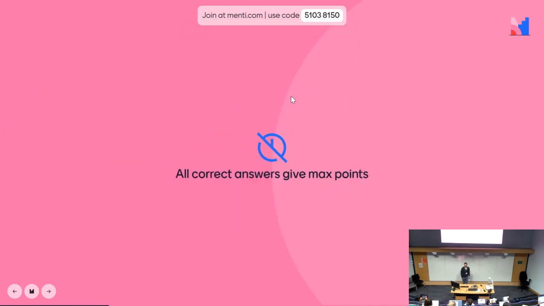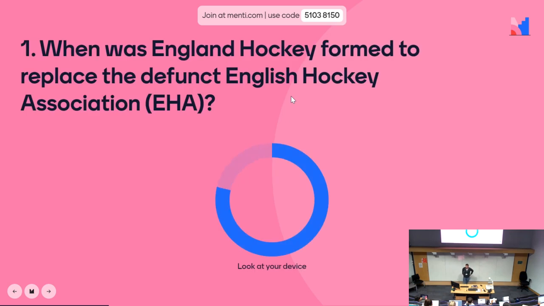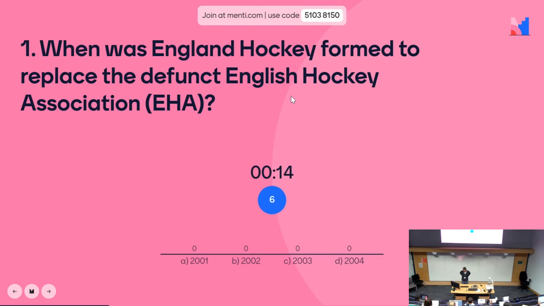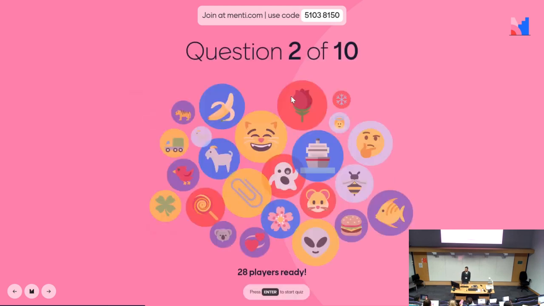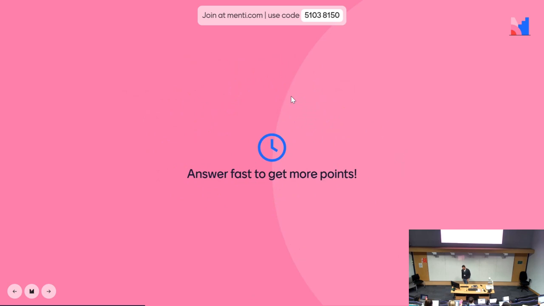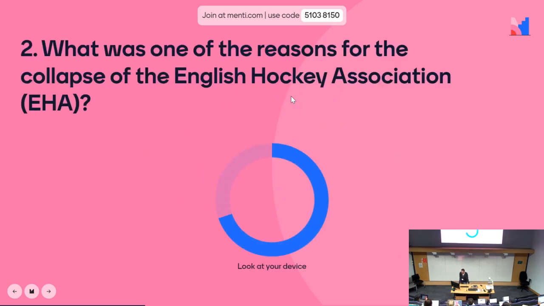Okay. When was England Hockey formed to replace the defunct English Hockey Association? First error? Too quick. Yeah. Did you get it wrong? Question 2. What was one of the reasons for the collapse of the English Hockey Association?